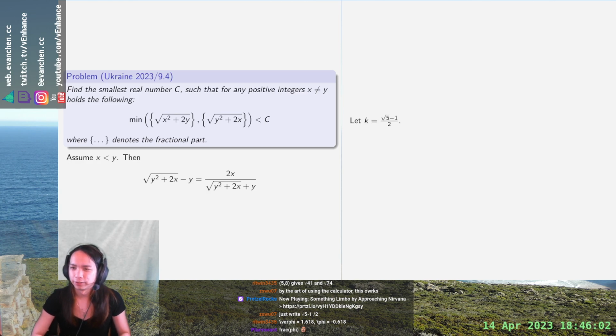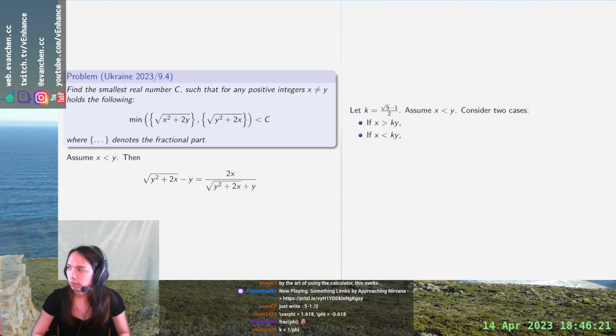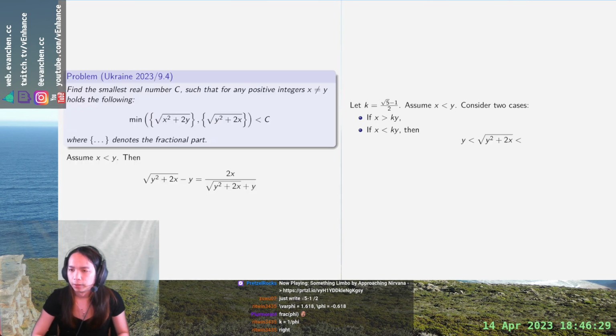Okay, consider two cases. Okay, this is what we want. Because the point is, assume x is greater than y. So if y and x are about the same size, by which I mean x is greater than ky, and versus if x is not big enough, then y squared plus 2x yada yada is less than y plus k, right? This is just true.